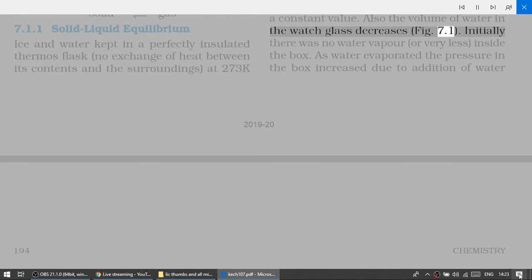Fig 7.1. Initially there was no water vapor, or very less, inside the box. As water evaporated, the pressure in the box increased due to addition of water.